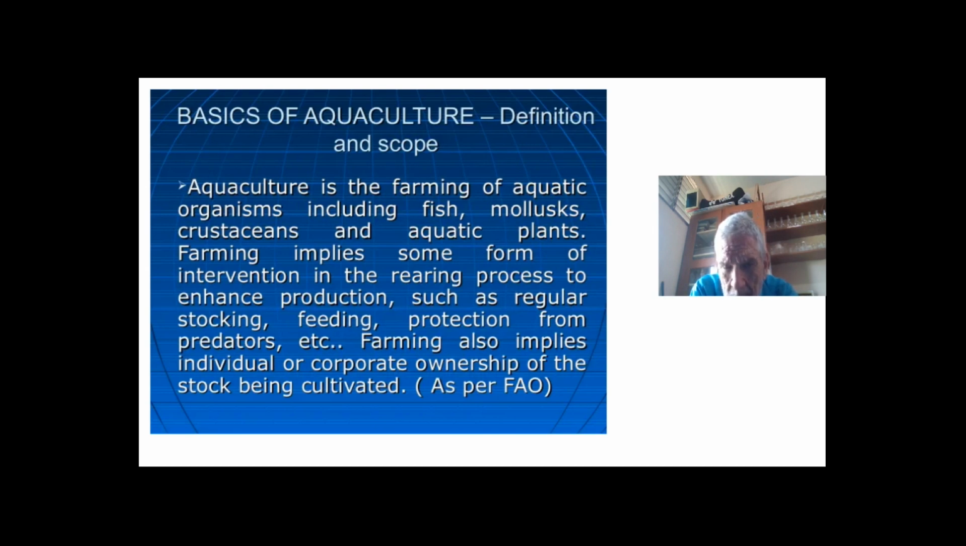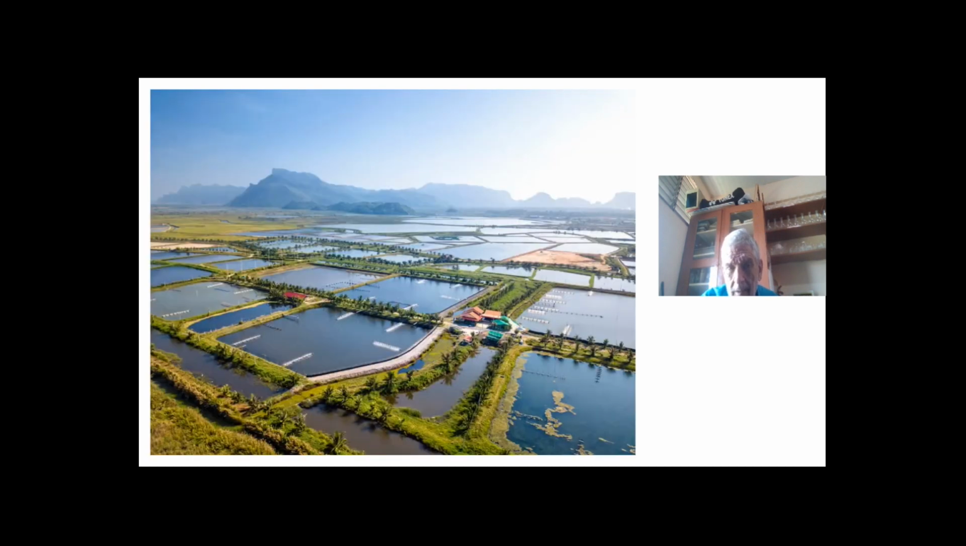And farming implies some sort of intervention in the rearing process to enhance production, such as regular stocking, feeding, protection from predators. And farming also implies individual or corporate ownership. Fish farming can be fairly extensive. This here shows a picture of a fish farm. And you can see a large number of bodies of water.